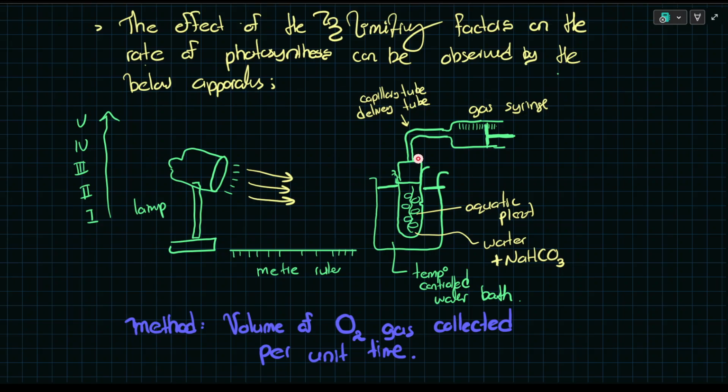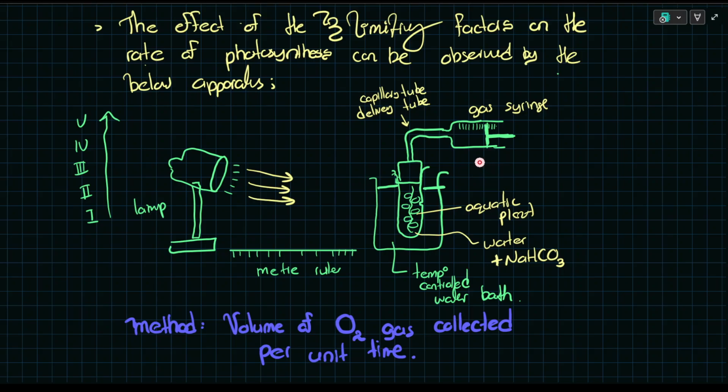The photophosphorylations occur, and you produce ATP and NADPH. Calvin cycles occur, and then finally all the products of photosynthesis are produced, so starch is stored, and we have oxygen being produced here. This oxygen is going to go through the capillary tube to the gas syringe, fill the gas syringe, and make the plunger move back. So you will be able to obtain a reading here on the volume of O2 gas collected.